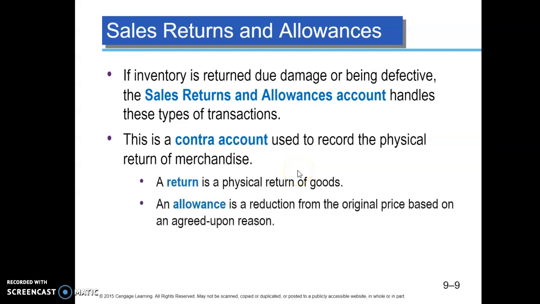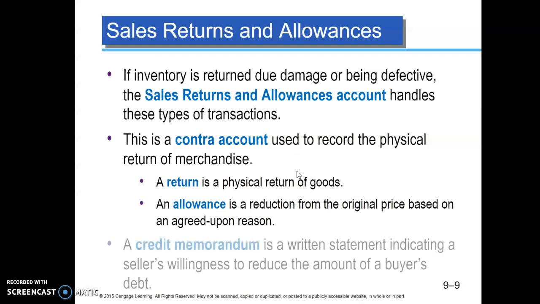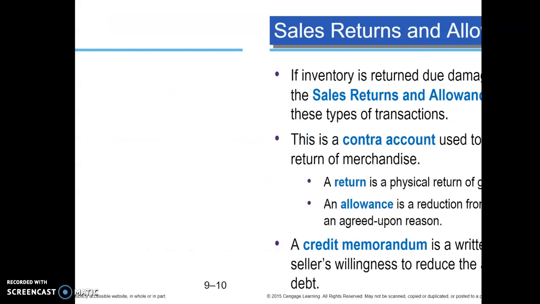A return is obviously the physical return of goods. The allowance is the reduction that we're going to give them based off of our return. A credit memo is just a written statement. We're not going to really work with those a whole lot, but you'll see that come up in some of the activities.